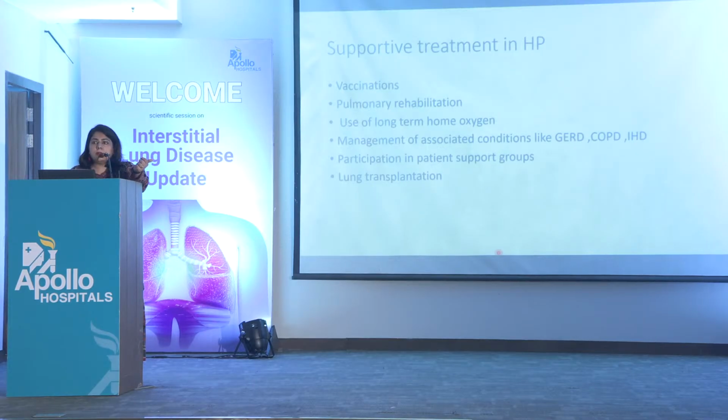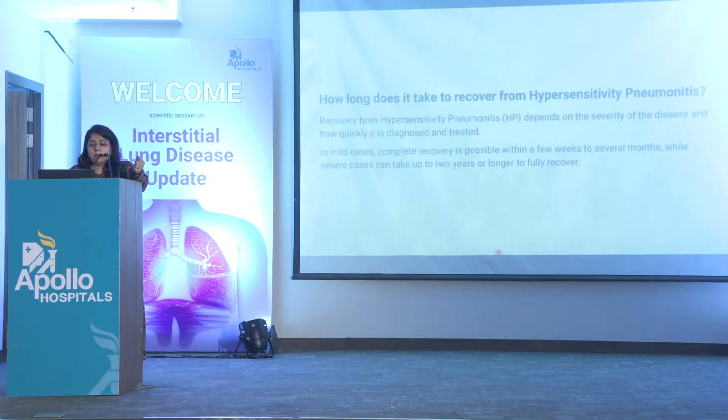What is the supportive treatment in hypersensitivity pneumonitis? Vaccination, pulmonary rehabilitation, oxygen, management of GERD and other comorbidities, and lastly, lung transplantation. In mild cases, they recover really well in a few weeks to a few months, but in severe cases, it can take 2 to 3 years for full recovery. But if they go into the stage of fibrosis, then they may require treatment lifelong.